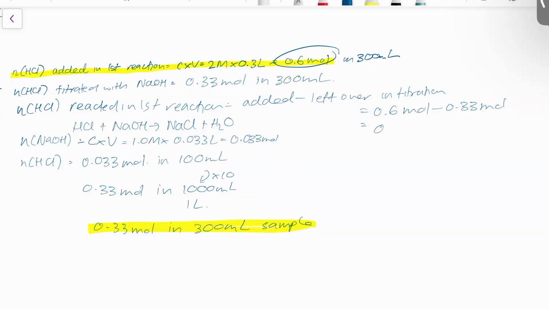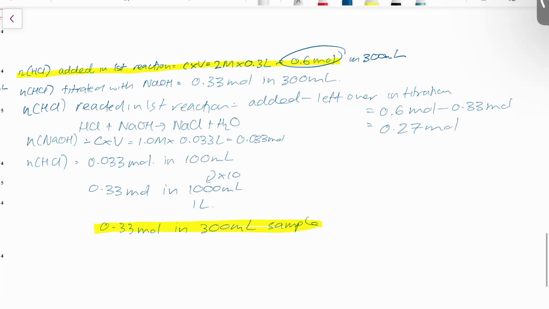0.27 moles of HCl got lost in its reaction with Mg. One more time, I couldn't take the 0.6 moles at the start because that wasn't the actual amount that reacted with Mg. That was just the amount that got added with Mg. Not all 0.6 moles reacted. Now I know only 0.27 moles of that actually reacted.